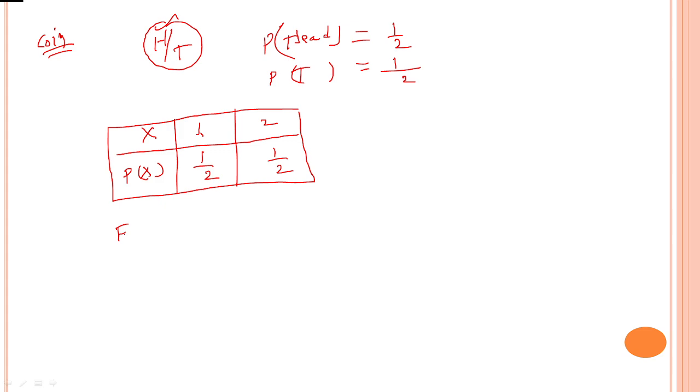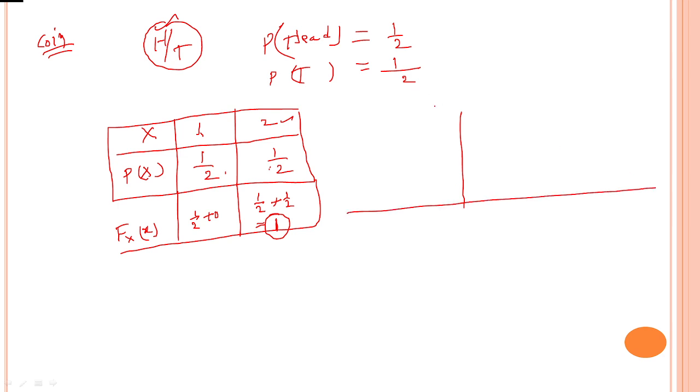The cumulative addition of all probabilities is called the probability distribution function, denoted with F of x. Cumulative addition means 1 by 2 plus previous probability, which is 0 here. This is the distribution at random variable 1 outcome. Similarly, at the outcome of 2, the present probability is 1 by 2 plus previous probability 1 by 2. So this is equal to 1. So if we represent graphically the distribution function, capital F of x.